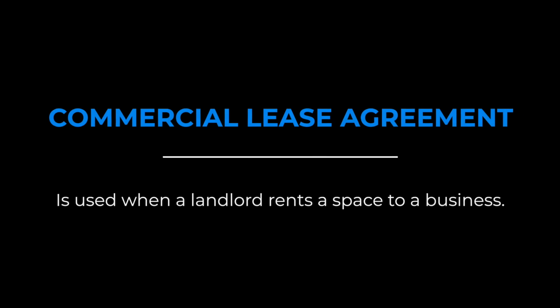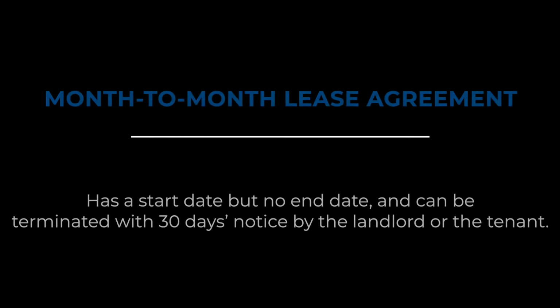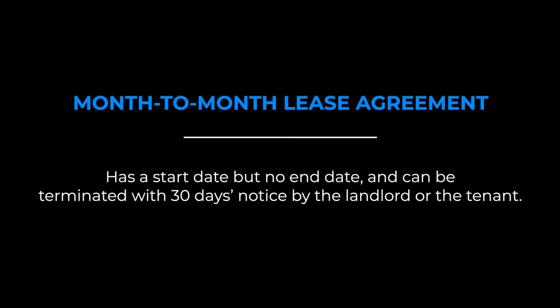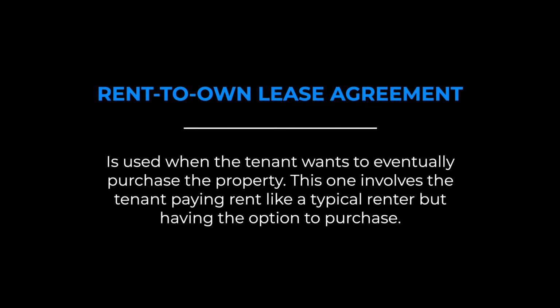A commercial lease agreement is used when a landlord rents a space to a business. A month-to-month lease agreement has a start date but no end date and can be terminated with 30 days notice by the landlord or the tenant. A rent-to-own lease agreement is used when the tenant wants to eventually purchase the property. This one involves the tenant paying rent like a typical renter but having the option to purchase.